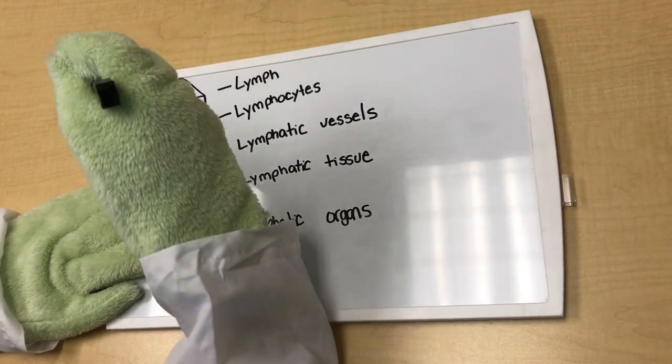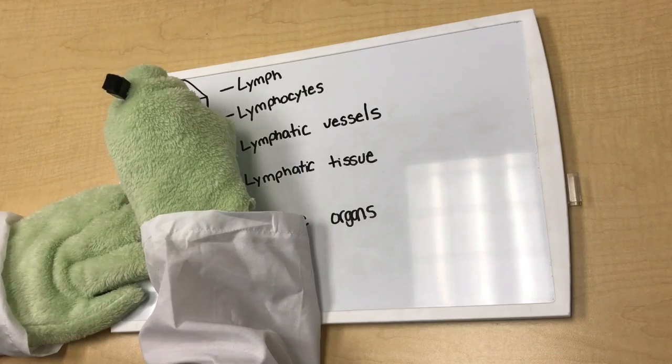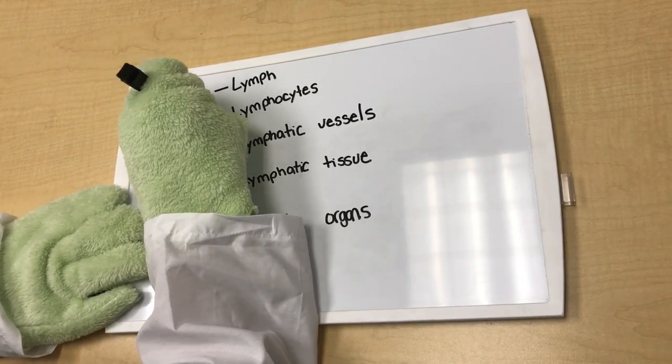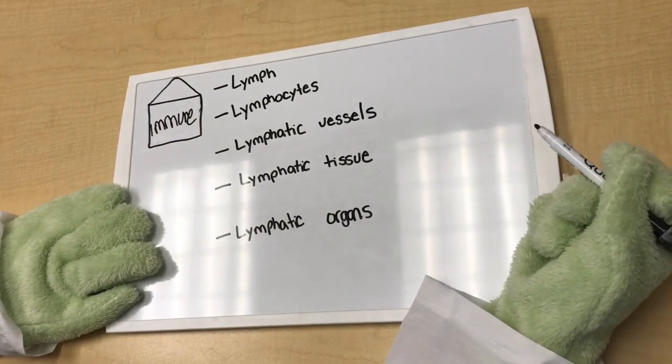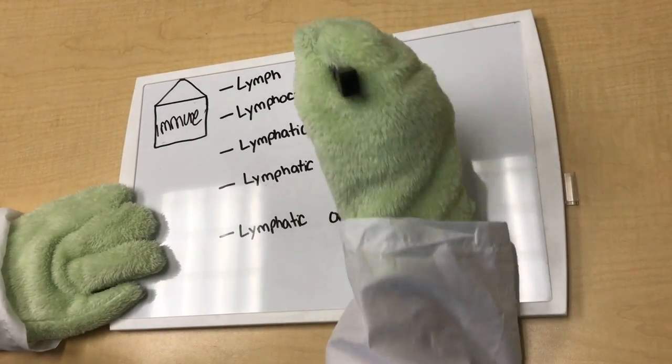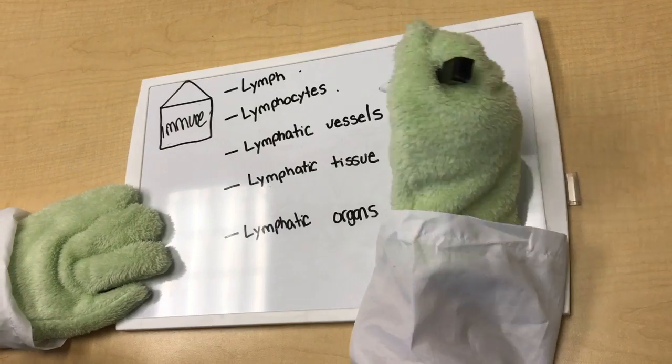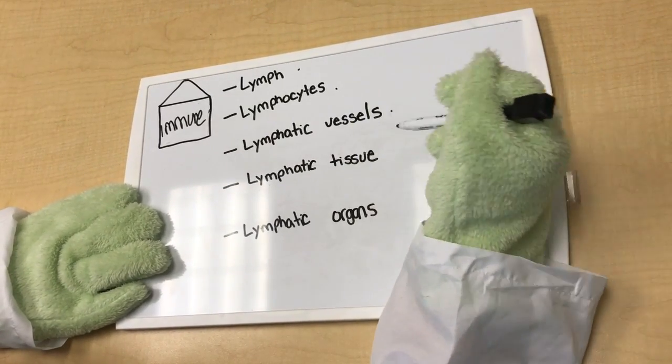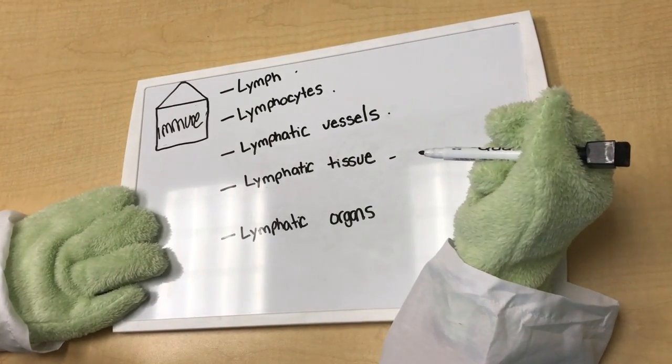Here's a closer look. The sole purpose of the lymphatic system is to house the immune system. There are 5 parts of the lymphatic system: the lymph, the lymphocytes, the lymphatic vessels, lymphatic tissue, and lastly, lymphatic organs.